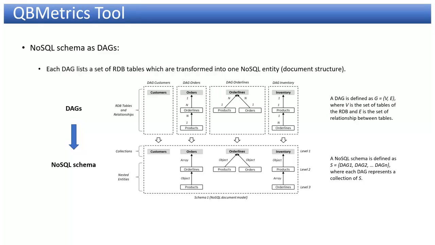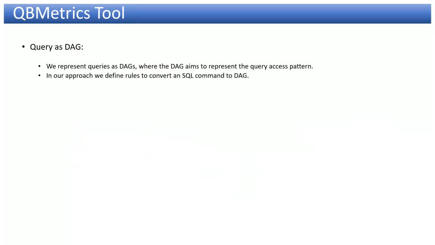In the picture, we see the mapping between one DAG and a NoSQL collection. For example, DAG customers is mapped to collection customers, DAG orders is mapped to collection orders, and so on. So a NoSQL schema can be defined as a set of DAGs. We represent queries as DAGs, where the DAGs aim to represent the query access pattern. In our approach, we define the rules to convert an SQL command to a DAG. Below we see some examples of mappings.